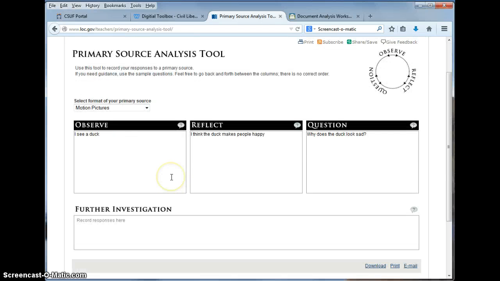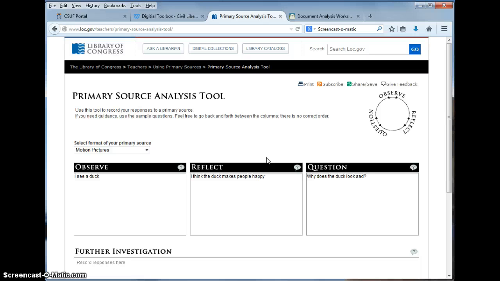So here, I put an observation, I see a duck, right? And then I reflect, I think the duck makes people happy. And then the question is, why does the duck look sad? Again, these are very simple, but it's sort of the way you want to develop their thinking. And this primary source analysis tool is, I think, very good in the sense that it provides gradual steps in having students understand how to analyze primary sources. All right, so let's move on to the second primary source analysis tool.